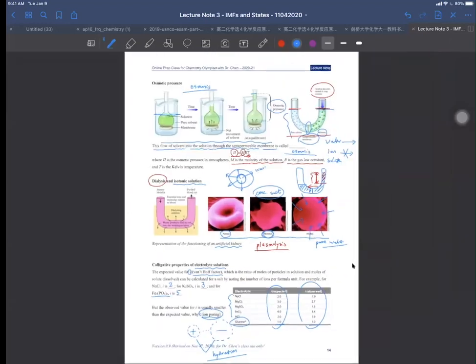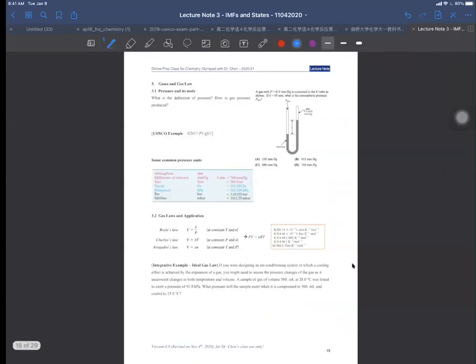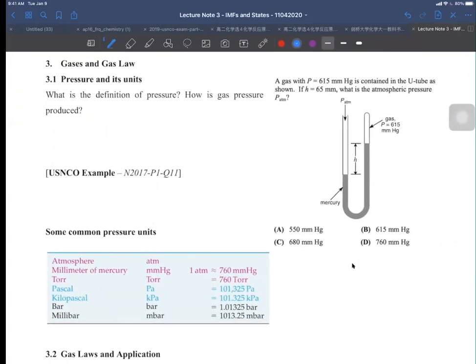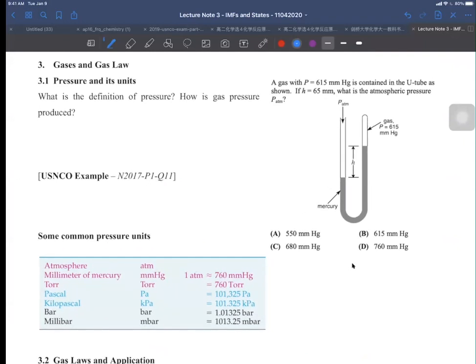Okay, so we finish the first topic today. The next topic of the class today is gas and solid. So we'll talk about gas first. Did you all learn gas in your current chemistry class? No matter if it's AP Chem or what is the name?